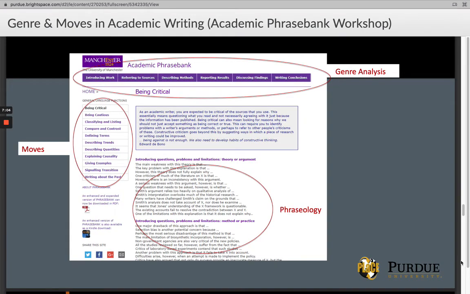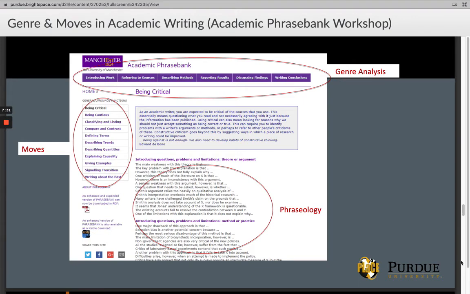So one of my favorite ways to learn this is a website called the Academic Phrase Bank. And you could find this just by searching Academic Phrase Bank. They do sell a book, as you notice here. You can download a PDF version for a few pounds or a few dollars. But the website I find is quite useful. So at the top, I've put a red circle around some of the key genre features. And this website, it is for academic writing.